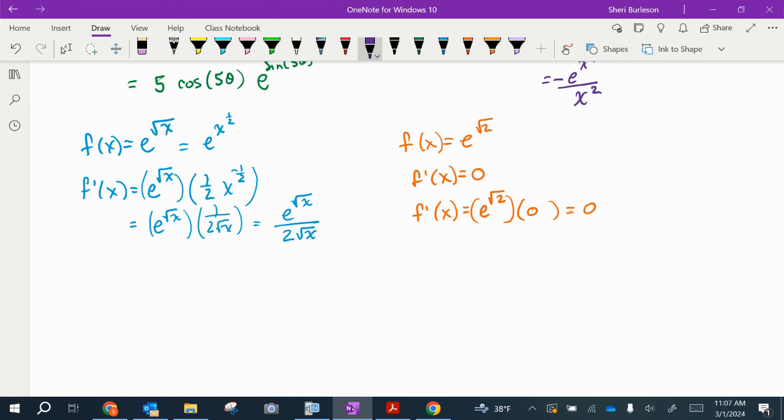So let's try one more. See if you can do this one. M of x equals e to the tangent of 3x squared minus 2x plus 10. So pause the video, see if you can take that derivative.